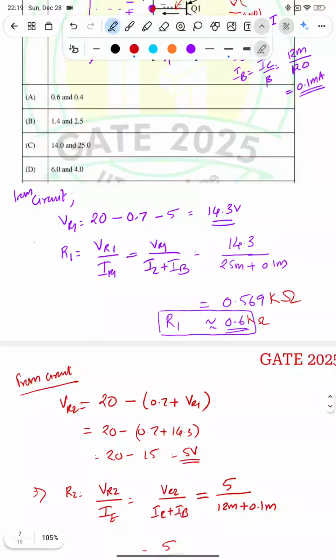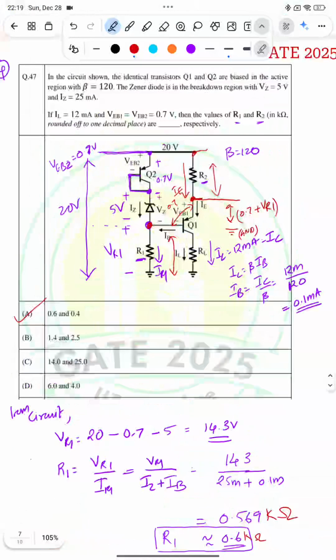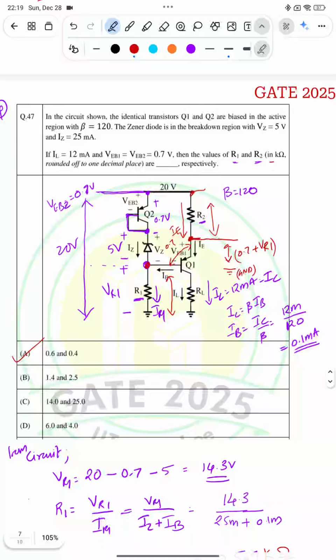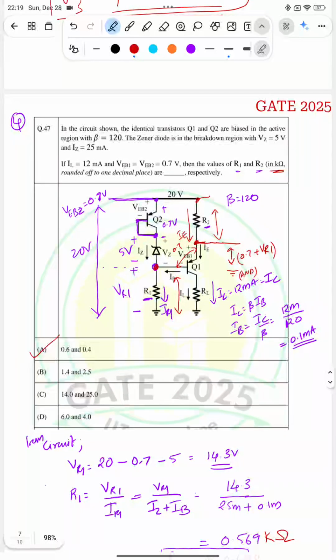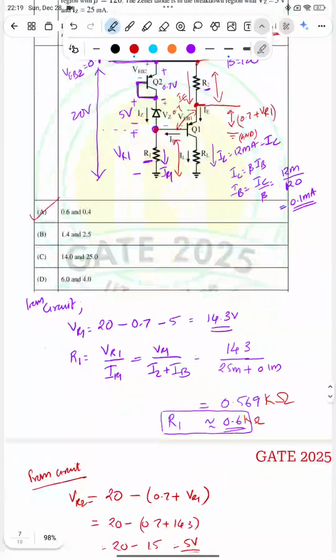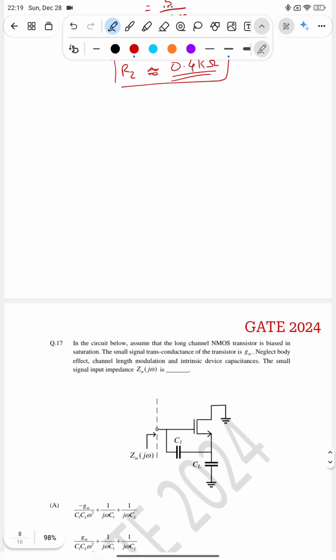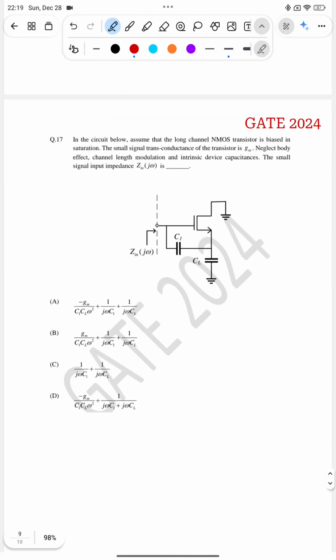Fine. So the answer is D. No, sorry, not D. I'm sorry. The answer is A: 0.6 plus 0.4 kilo. So here the answer is in kilo. Okay, so this is how we solve this question. So let us go to the next question, that is the fifth question.